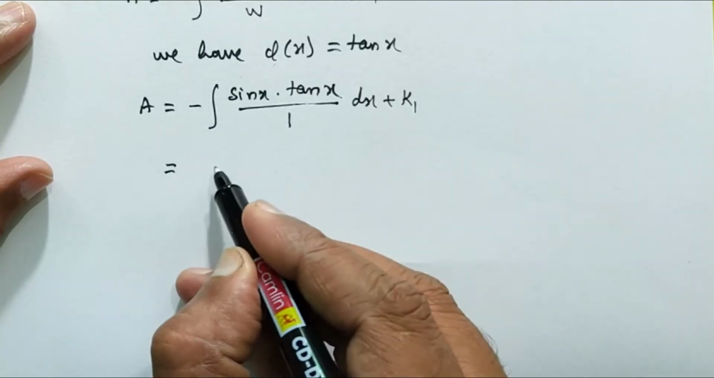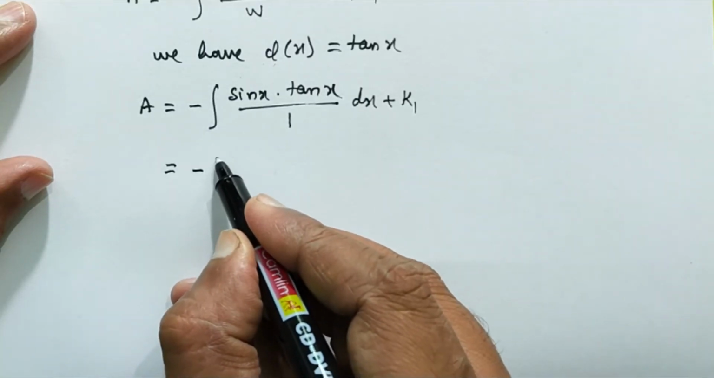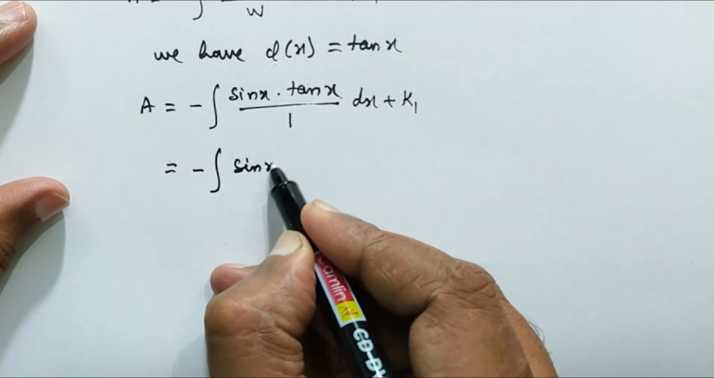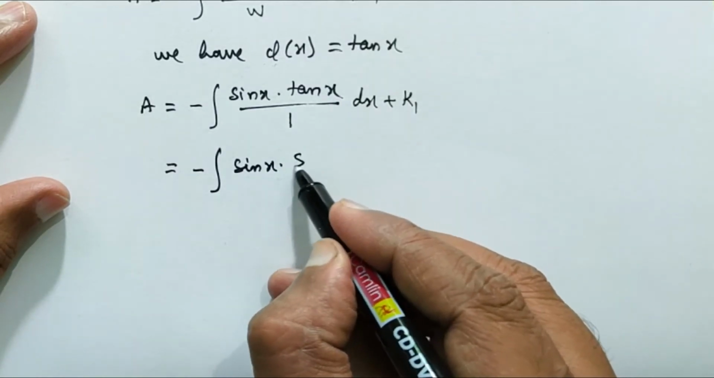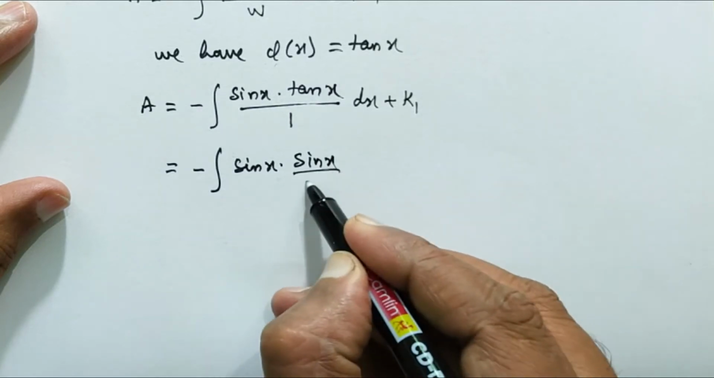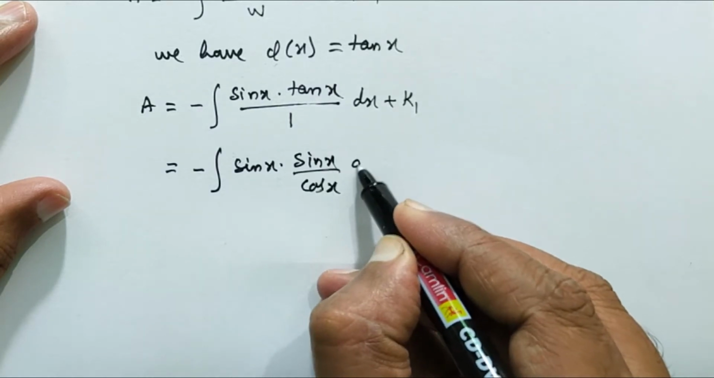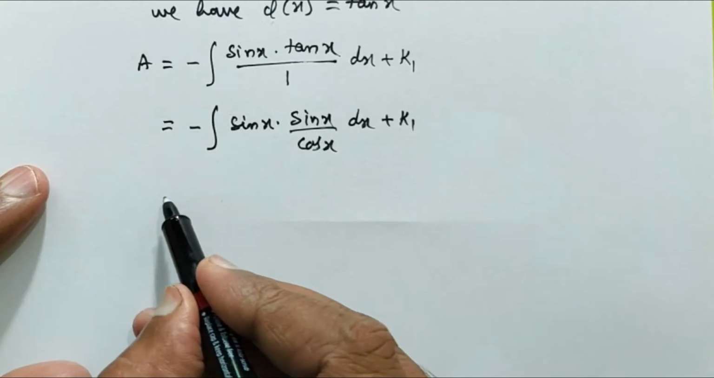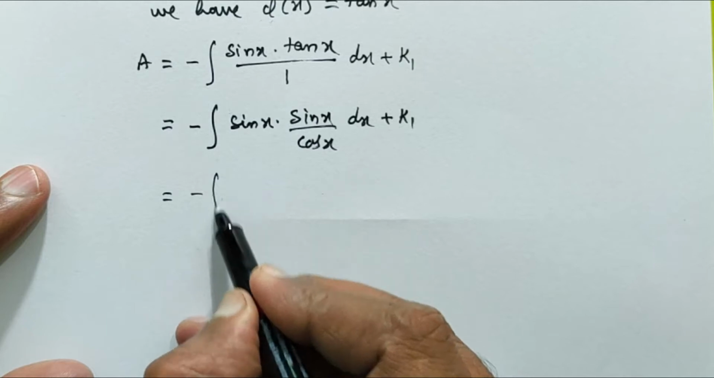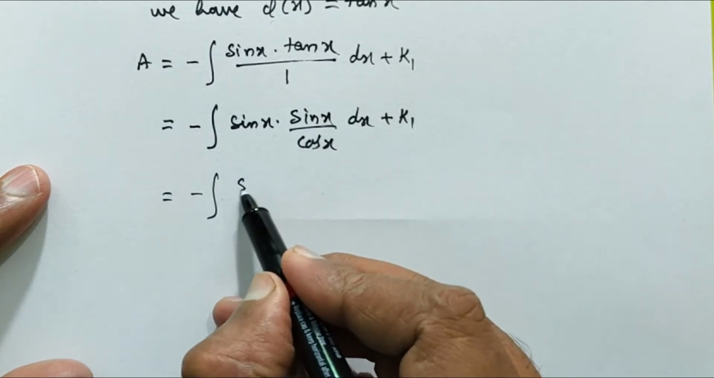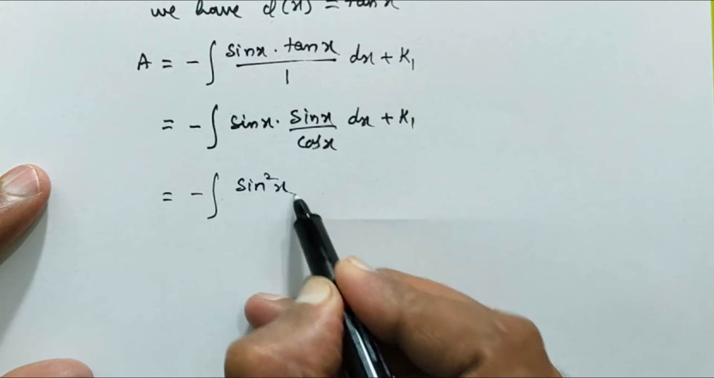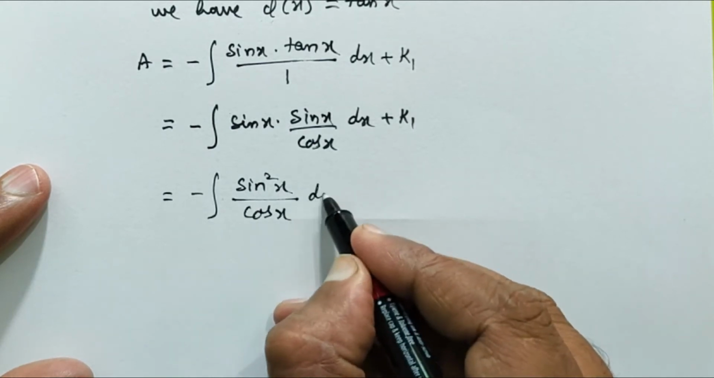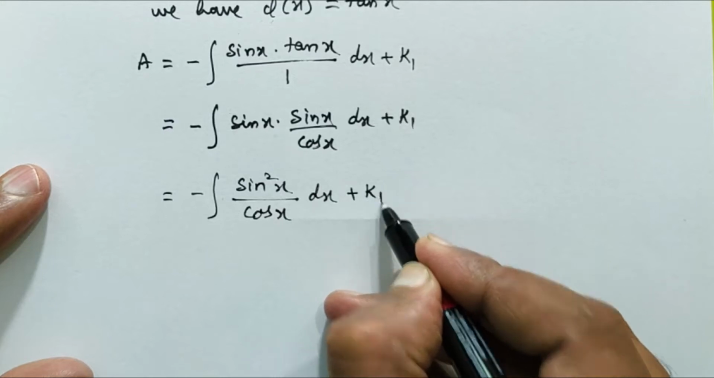So this will be nothing but minus integral of sin x as it is. I'll write down tan x to be equal to sin x by cos of x into dx plus the constant k1. This will be nothing but minus integral of sin x into sin x, which is sin square of x, divided by cos of x into dx plus k1.